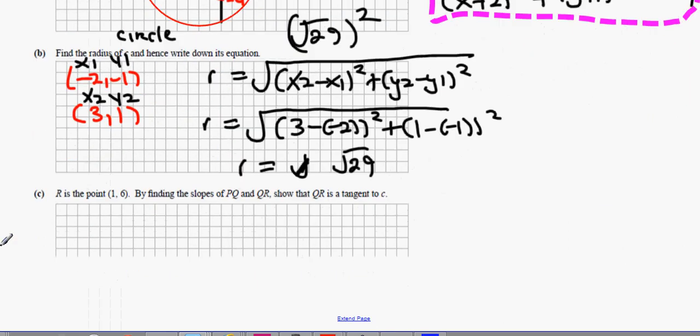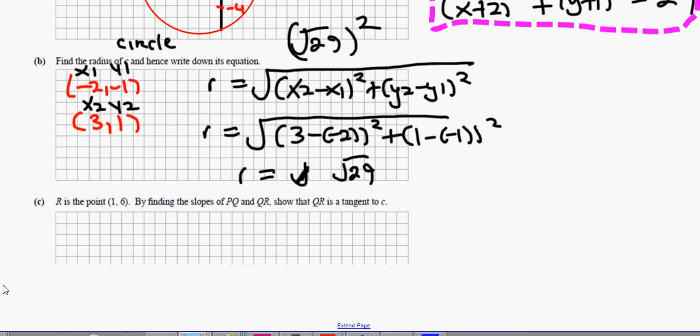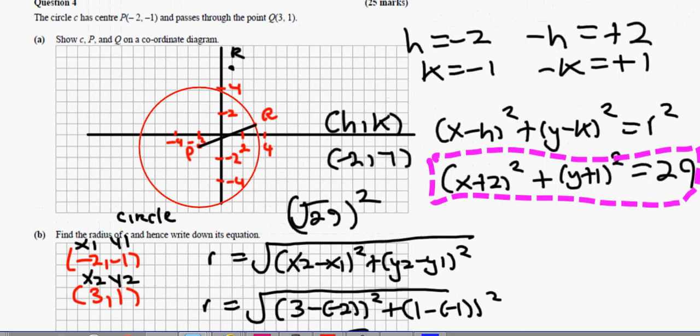R is the point (1, 6). By finding the slopes of PQ and QR, show that QR is a tangent to C. Now R is the point (1, 6), so 1 and 6 brings it up here. It's just located in here. What it says is QR, the line R to Q. So what we want to prove is that this line here is a tangent, or perpendicular to PQ. We can see by the diagram it is, but we really have to prove it.